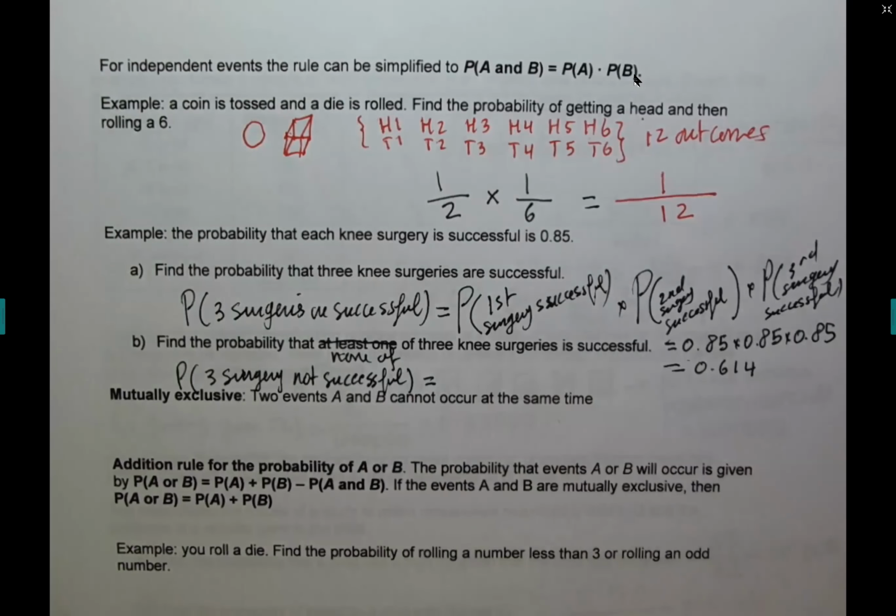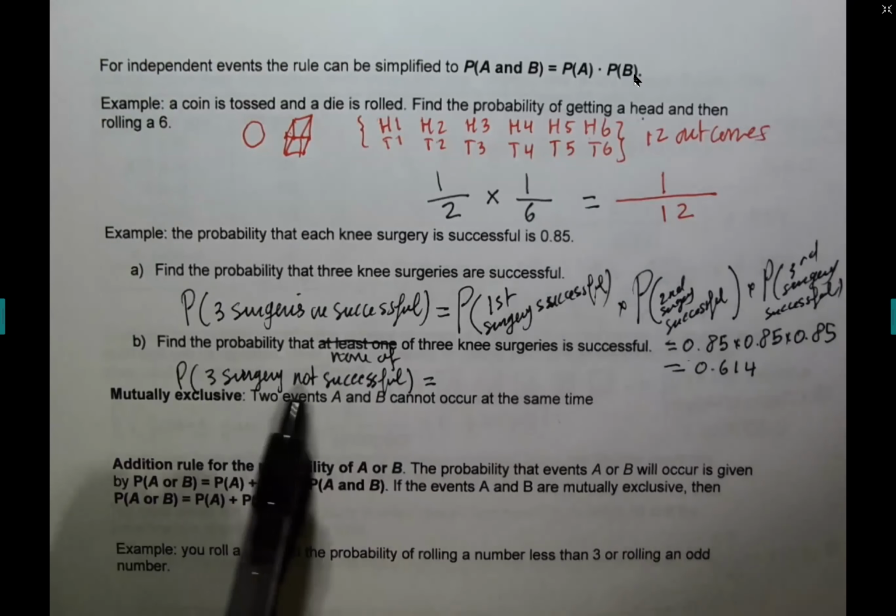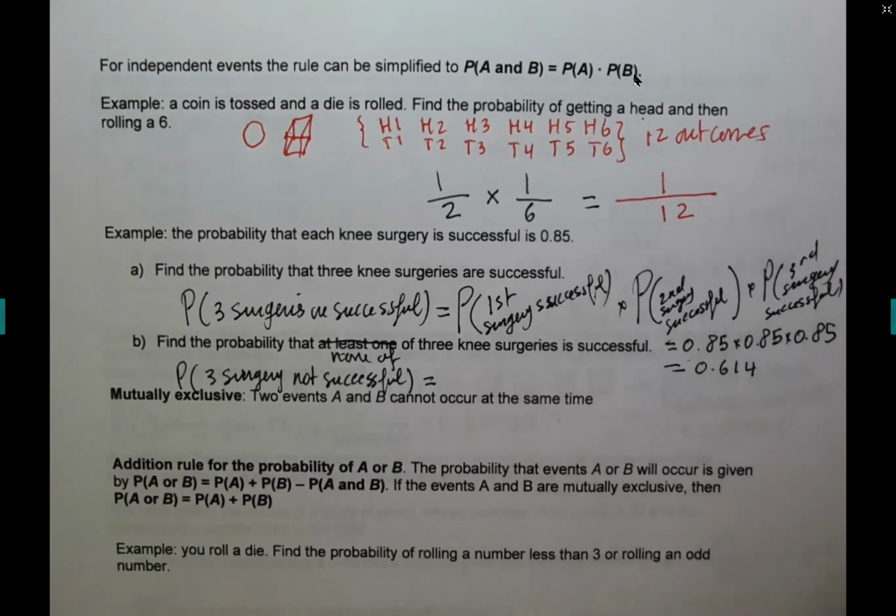Let me tell you why you cannot do this. Because it's not either 3 of them are successful or none of them are successful. What about if 2 of them are successful and 1 is not successful? We didn't account for that. So I'm going to show you a different, easier way. Would you guys agree with me that the probability of 3 surgeries not successful means the first one is not successful, and the second one is not successful, and the third one is not successful? And guys, "and" means multiplication. So what is the probability that the first surgery is not successful, guys?